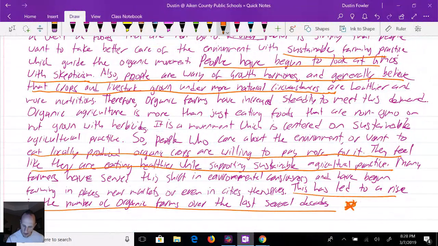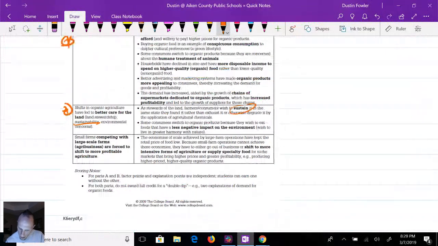Let's look at the rubric and see if I got a point for that last one, which I feel pretty good about. As stewards of the land, farmers, consumers wish to sustain it. That's a $20 word right there. In the same state they found it, rather than exhaust it or otherwise degrade it in the application of agricultural chemicals. That was kind of implied in my response. Consumers switch to organic products because they wish to eat foods that have a less negative impact on the environment. Guess what, ladies and gentlemen? That right there is my explanation point.